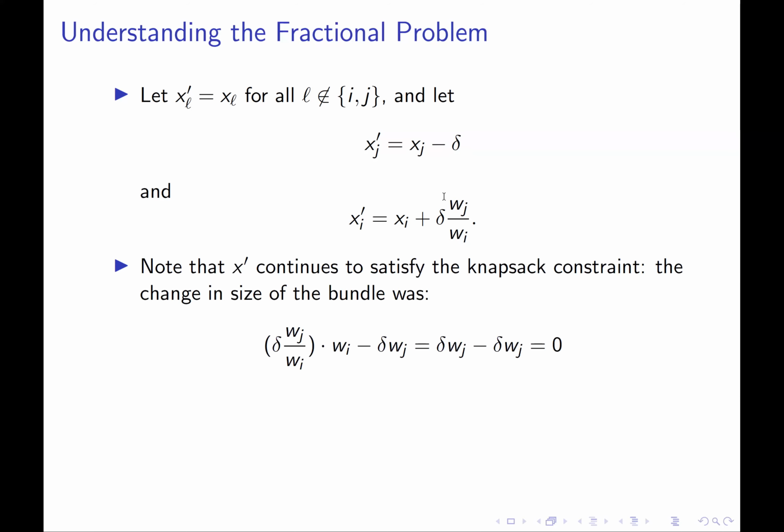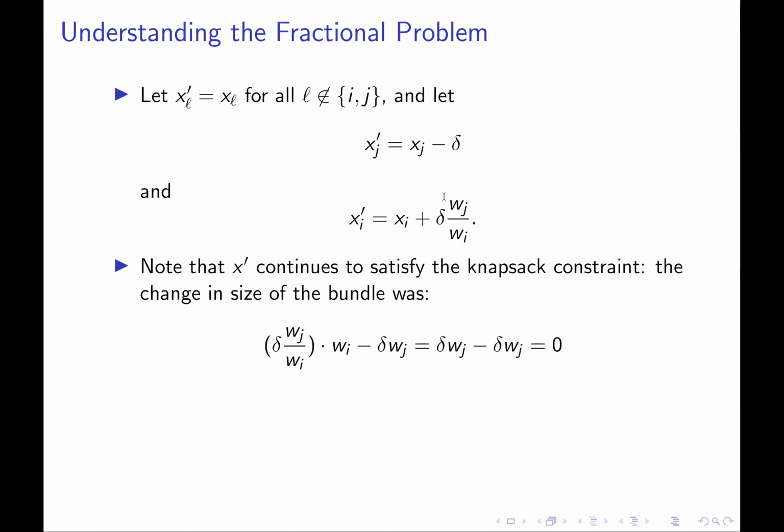So the first thing I want to observe is that by performing this surgery, I haven't changed the size of the bundle at all. We want to prove that x prime is still feasible, and there are two different things we need to prove, because there are two different kinds of constraints that define feasibility. First, there's the knapsack constraint. We need that the sum of the xi times wi's, the total size of this fractional solution, should not exceed b, and we need to make sure that's not violated by our little surgery here.